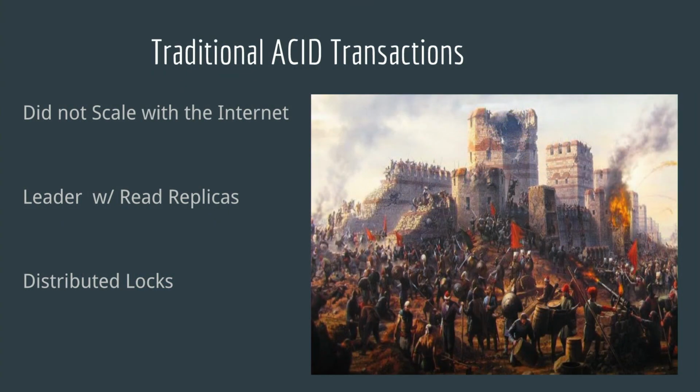What happened is the internet. Traditional ACID transactions just didn't scale with the internet. People tried all sorts of workarounds with leaders, read replicas, and distributed locks. Two-phase commits across distributed systems just fundamentally break. If you had a leader with read replicas, you were left with a single point of failure. Things fall apart when your leader goes down. And with read replicas, you're always having problems with inconsistency. So traditional ACID transactions really just didn't work in the internet era.